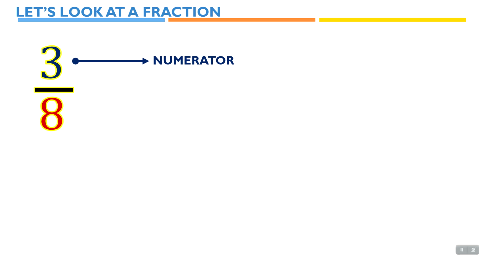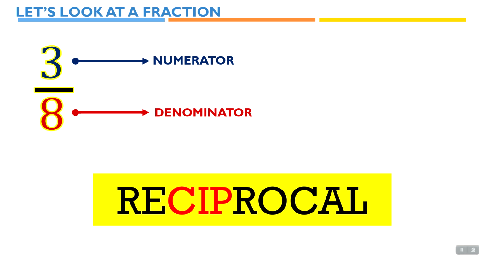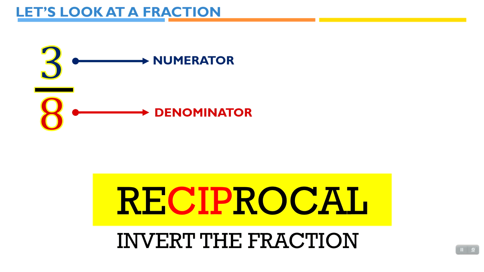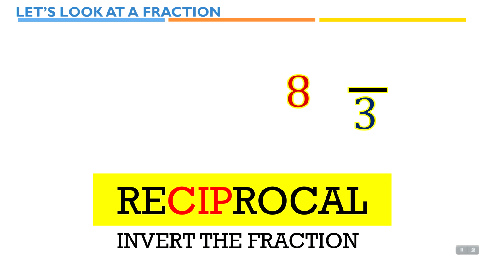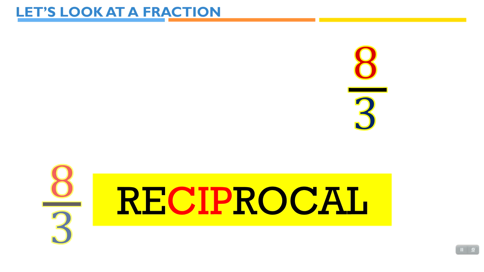The 3 we know is the numerator, the 8 we know as the denominator. In order to find what is known as the reciprocal, we have to make the denominator the numerator and make the numerator the denominator. In other words, they switch places. We invert the fraction, which is another way of saying they switch places. So the 3 on the numerator becomes the denominator and the 8 on the denominator becomes the numerator. 8 over 3 is the reciprocal of 3 over 8.